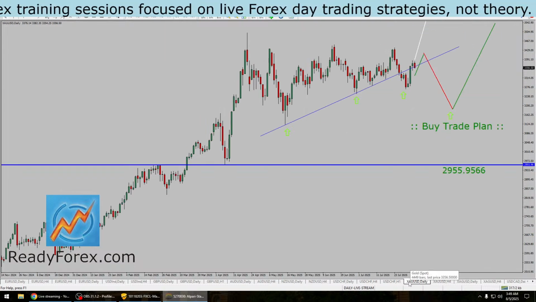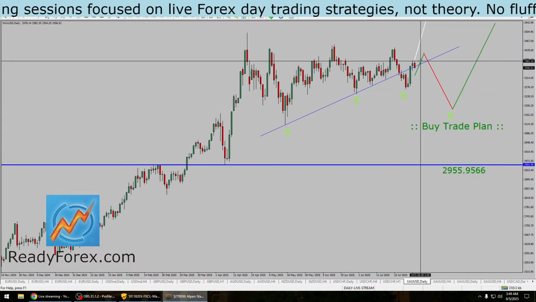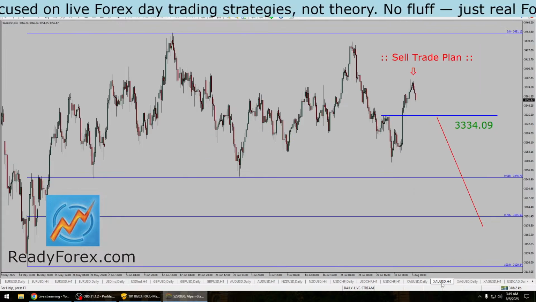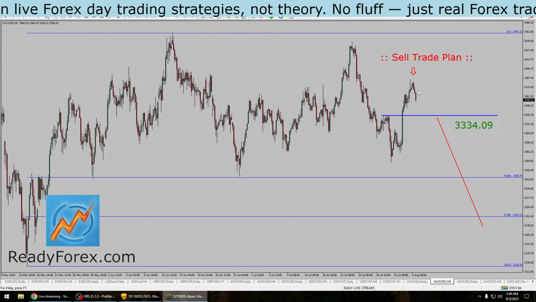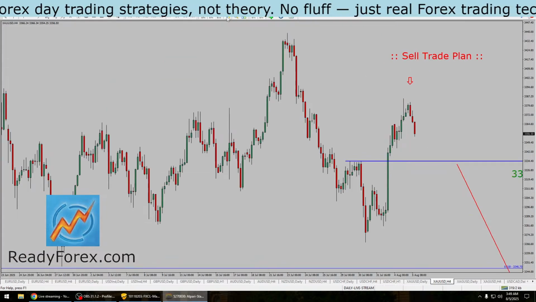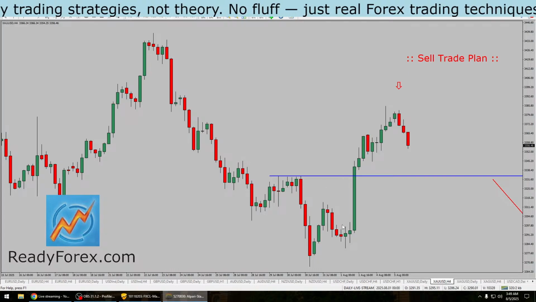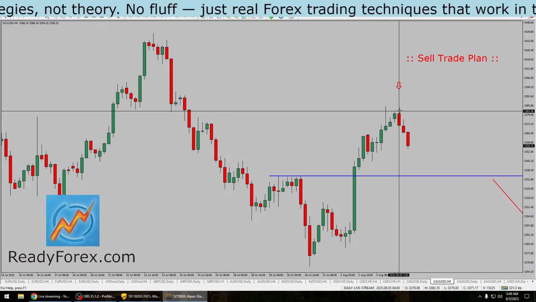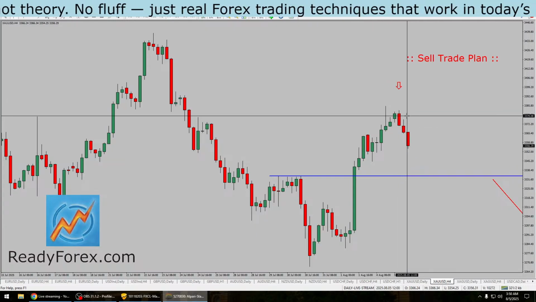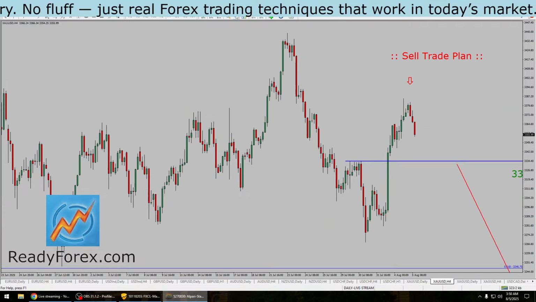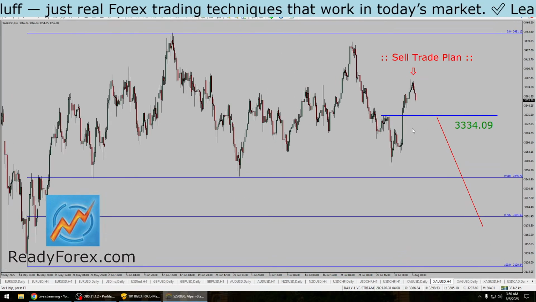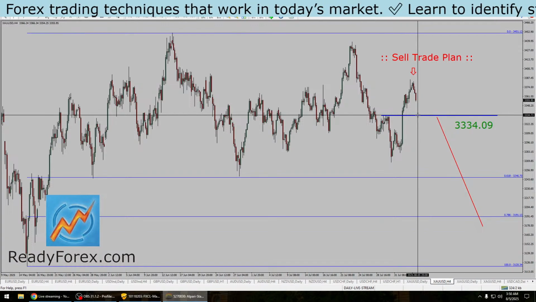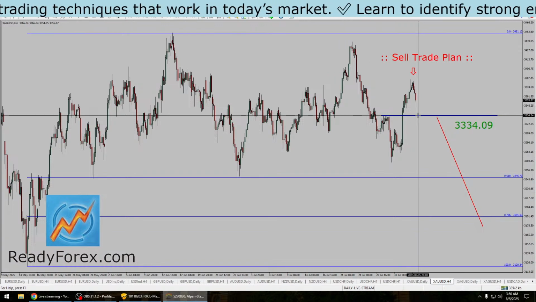Next one is the spot gold. Spot gold rallied up and now a decline is due, or a pullback, I would say. So the way I see, let's take a look at this thing. Spot gold, the XAU USD pair is probably going to drop and retest this support area at 3334.09.